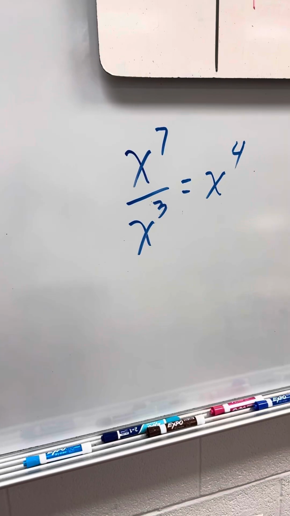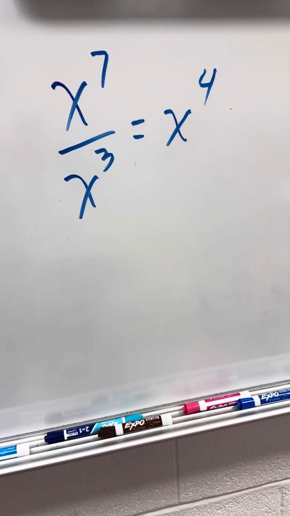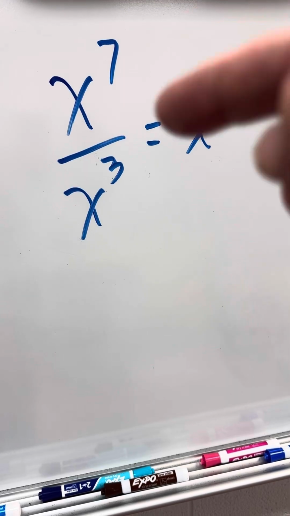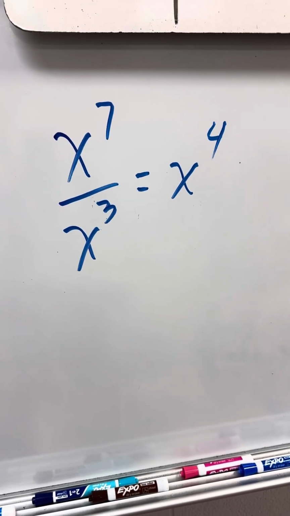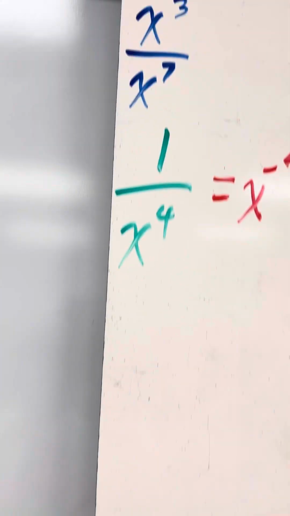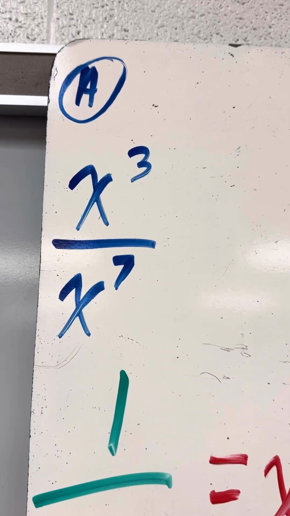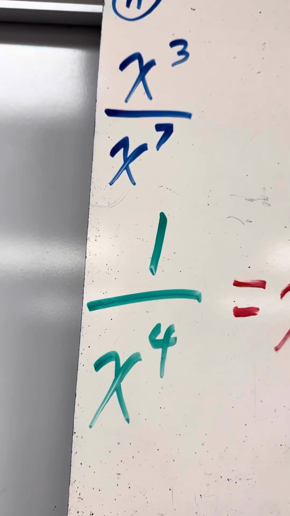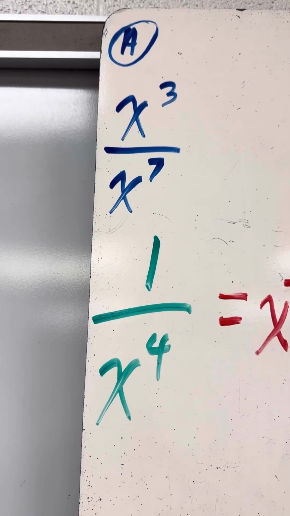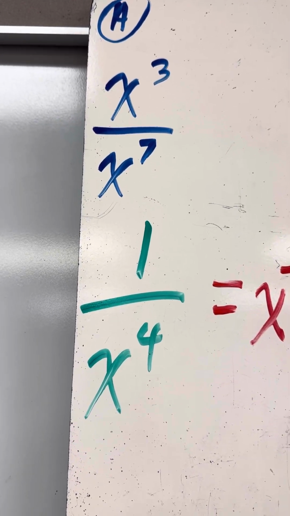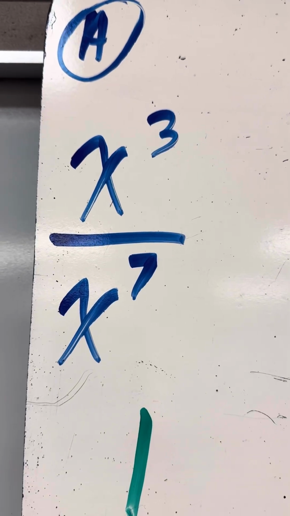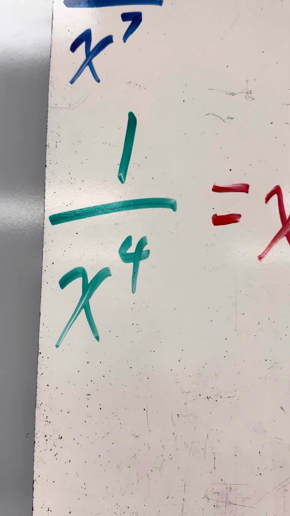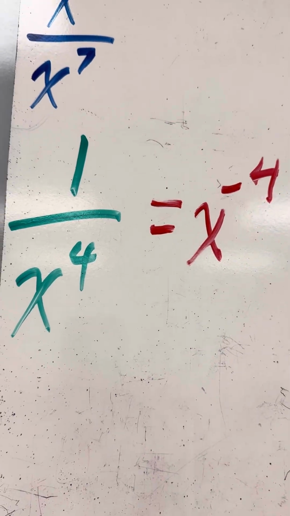All right. So recall that x to the 7th over x to the 3rd is x to the 4th, right? Because you do 7 minus 3 is 4. Well, today we're doing negative exponents, all right? So in this case, x to the 3rd over x to the 7th is 1 over x to the 4th, okay? Now, 3 minus 7 is negative 4. Which means x to the negative 4th is the same as 1 over x to the 4th.